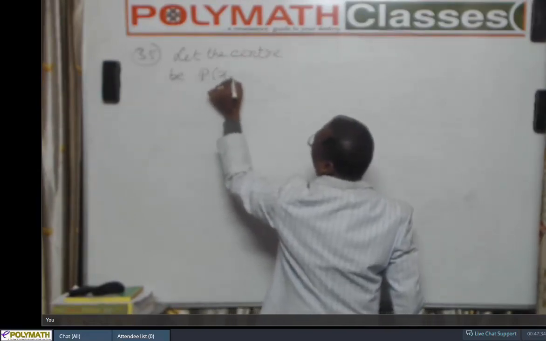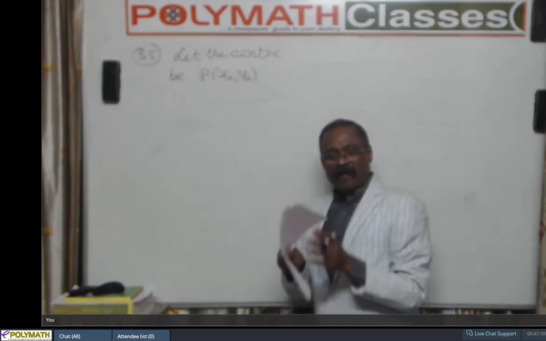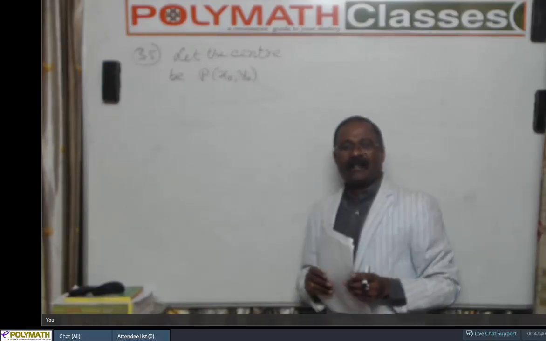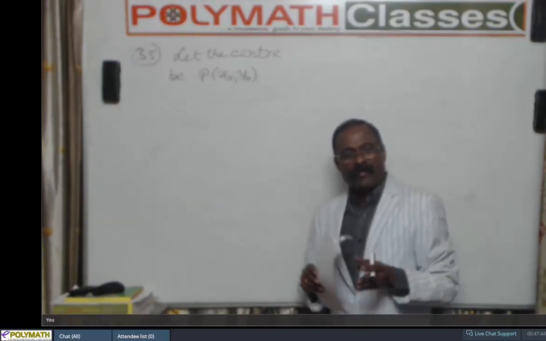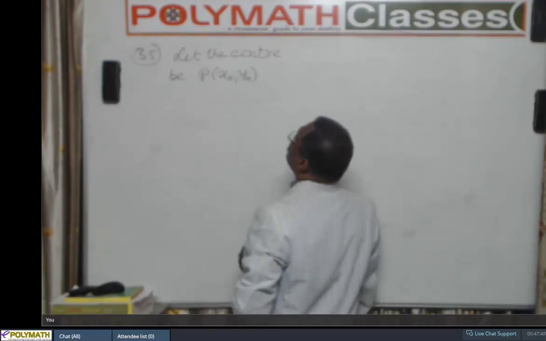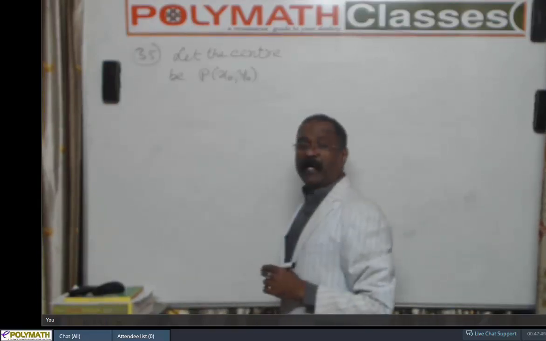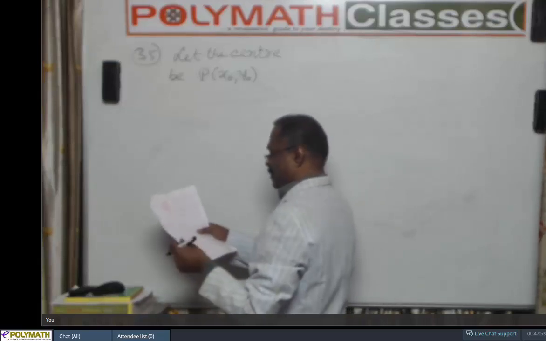P(x₀, y₀). Why should it be like this? If you start like this, the problem will be split. It shows you the way to solve the problem. So let the center be P(x₀, y₀) of the required circle. Now what is the given circle there?